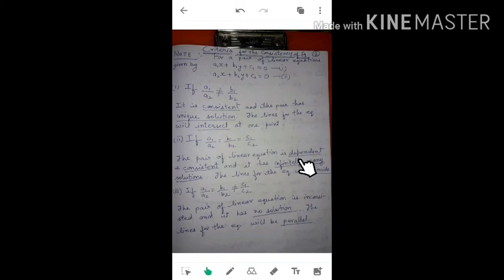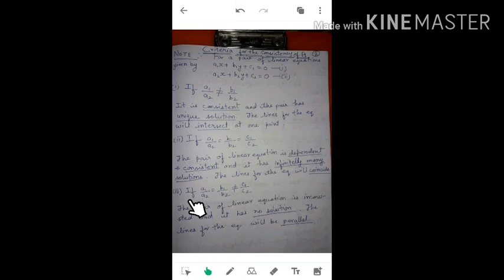Dependent means the solution of these equations depends upon both equations. We need both equations to find the answer. And consistent means it has an answer, and it has infinitely many solutions. There are many solutions. Why is it like this? Because the lines for these equations will coincide. As all the points on one line lie on the other line drawn for the other equation, all the points on both lines are solutions.